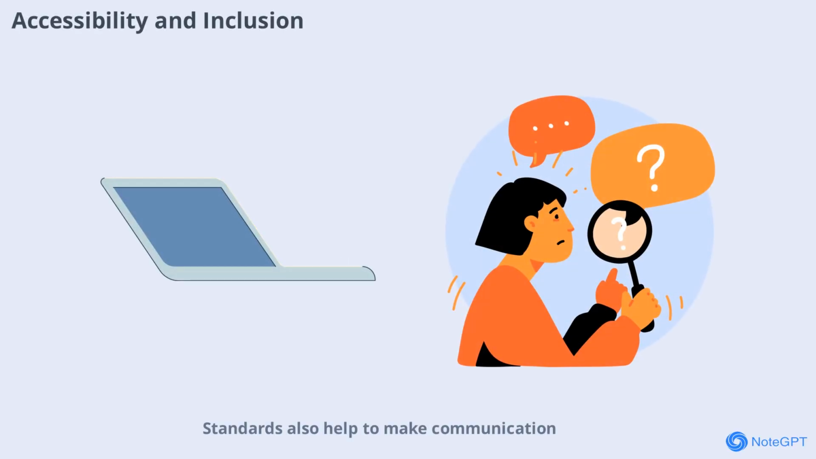Standards also help to make communication technologies accessible to people with disabilities. Features like closed captioning, screen readers, and voice recognition are built on standardized protocols that ensure compatibility across devices. By prioritizing accessibility, communication standards promote inclusion and equal opportunity for all users, regardless of their abilities.